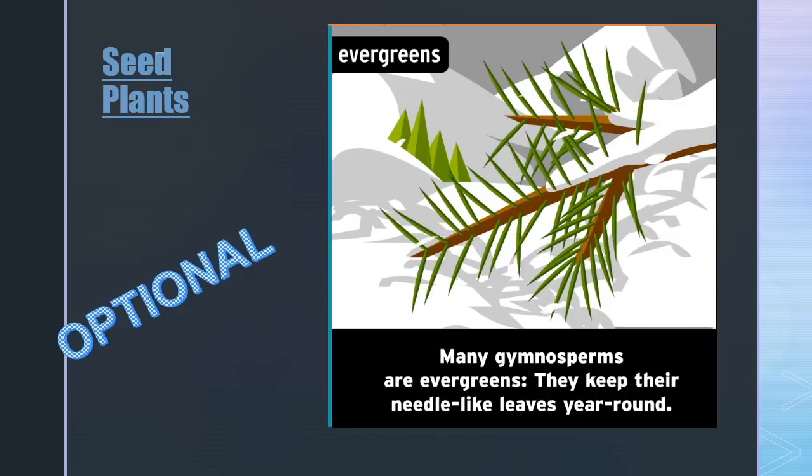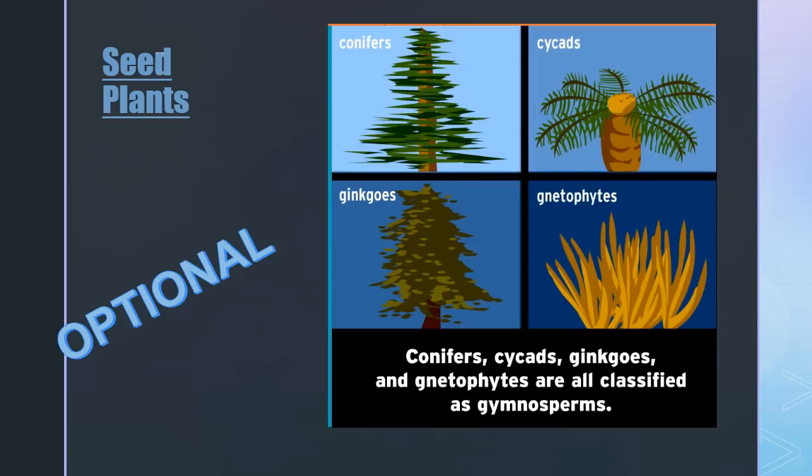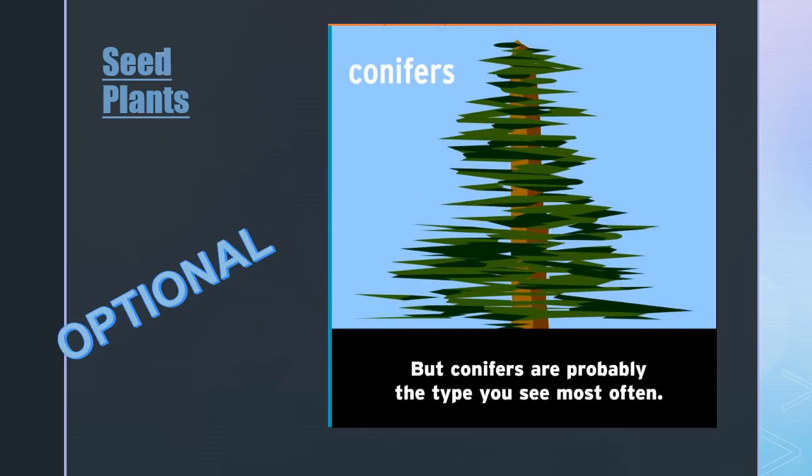Many gymnosperms are evergreens. They keep their needle-like leaves year-round. Conifers, cycads, ginkgos, and gnetophytes are all classified as gymnosperms. But conifers are probably the type you see most often.